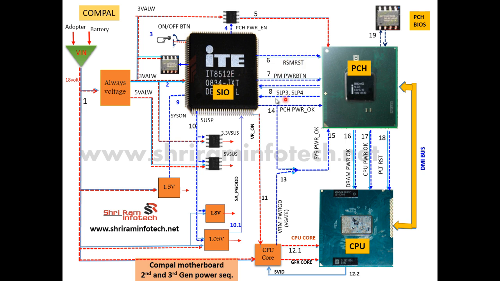And if this signal is coming, then you can straight away check SLP S3 and SLP S4 at the SIO pins, and here you should get 3 volt on both legs. If these signals are not coming, the possible fault could be the PCH. If these signals come, then the SIO turns on signals one by one: first the SWIS signal, the SUSP signal second, and lastly the VR on signal. But before turning on the VR on signal, you check whether it got the signal or not.